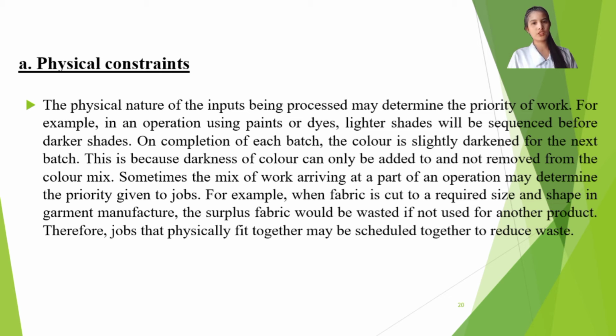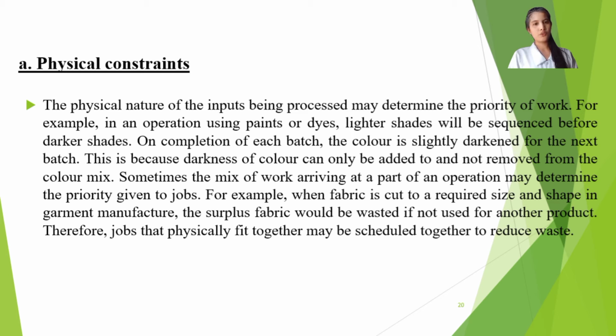A. Physical constraints. The physical nature of the inputs being processed may determine the priority of work. For example, if an operation is using paints or dyes, lighter shades will be sequenced before the darker shades. On completion of each batch, the color is slightly darker than the previous batch. This is because darkness of color can only be added to and not removed from the color mix. Sometimes the mix of work arriving at part of another operation may determine the priority given to jobs.